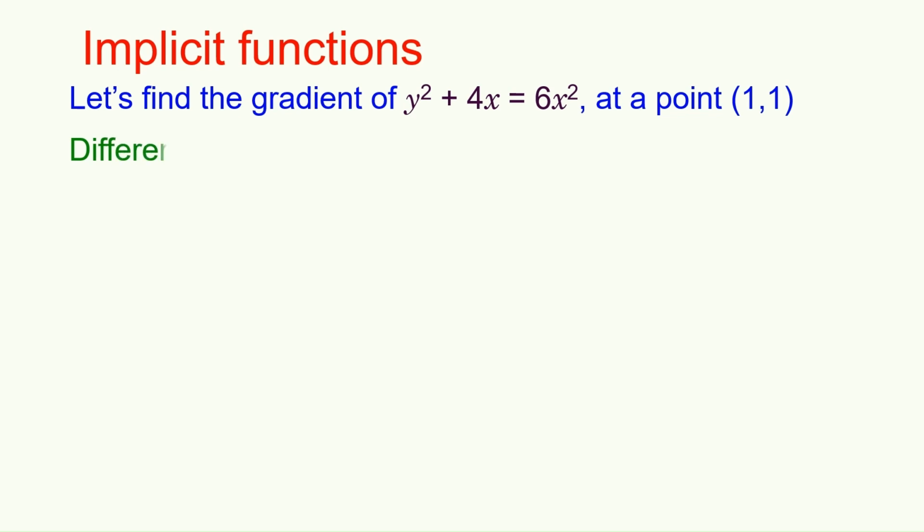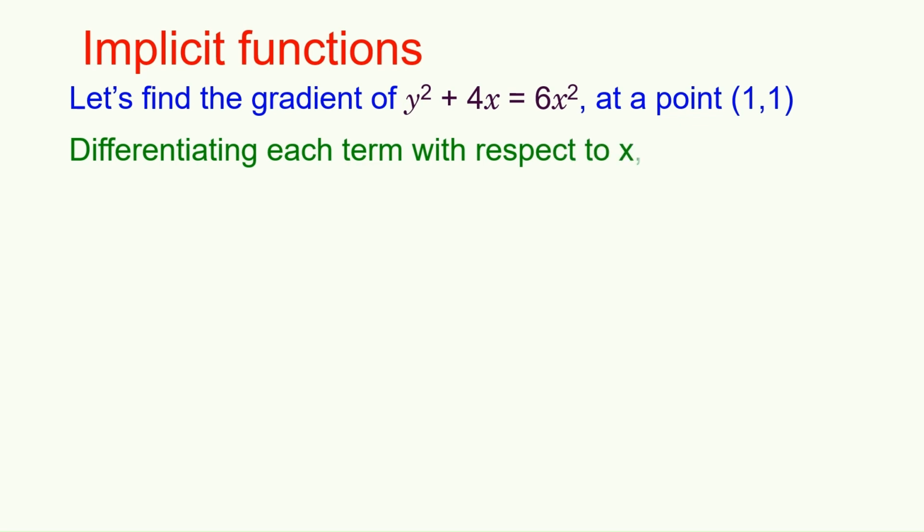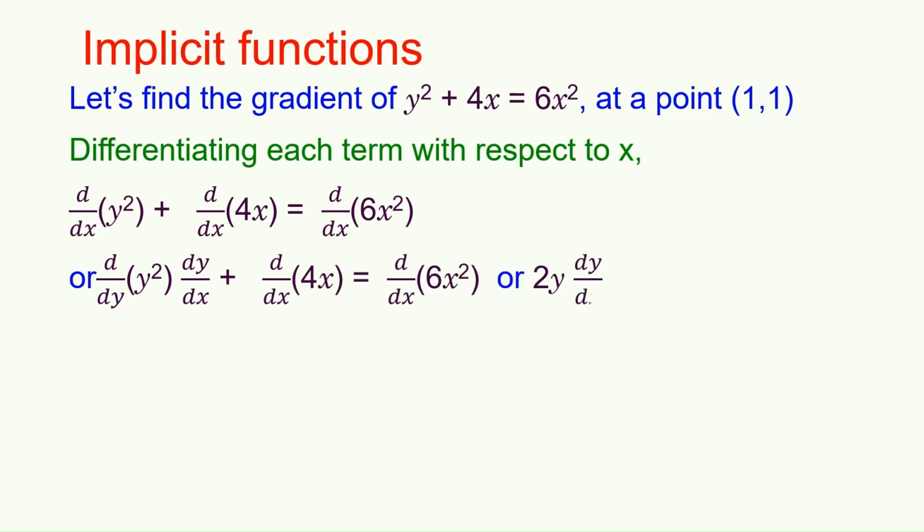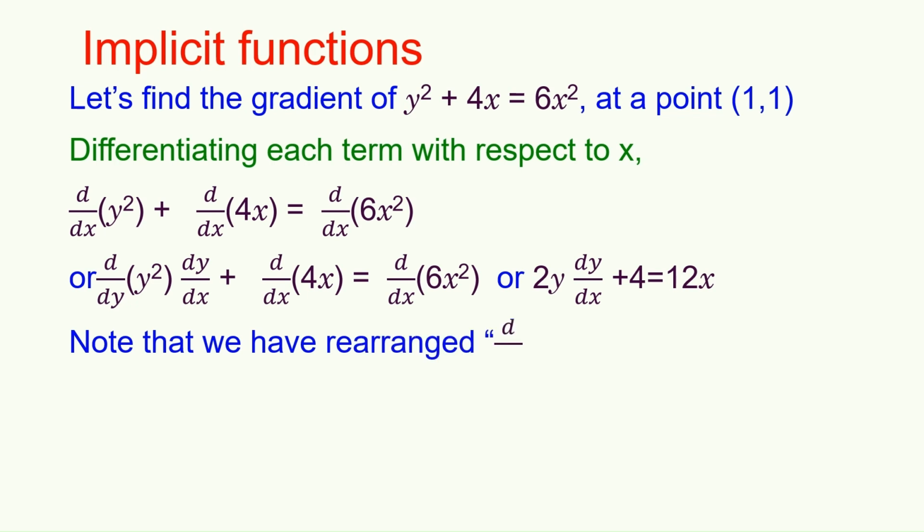Let's find the gradient of y squared plus 4x equals 6x squared at the point (1, 1). Differentiating each term with respect to x: d/dx of y squared plus d/dx of 4x equals d/dx of 6x squared. Or 2y dy/dx plus 4 equals 12x.